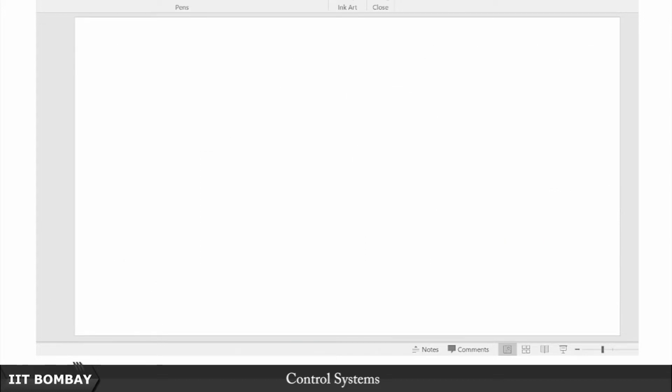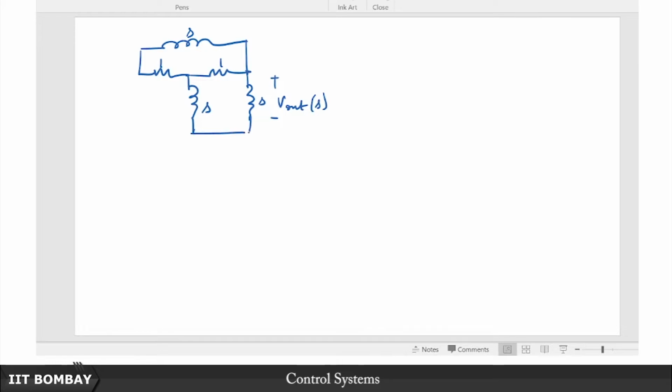On the other hand, if you had applied, for instance, say KCL, let me draw that same circuit again. Yeah, so this is an S, this is a 1, this is also a 1, this is an S, this is another S, this is basically the voltage you want to determine, V out of S, and this is your input voltage, which is V of S.